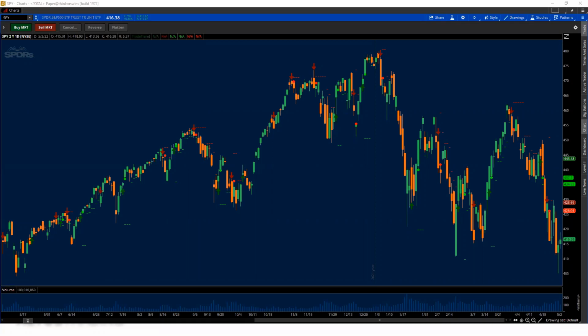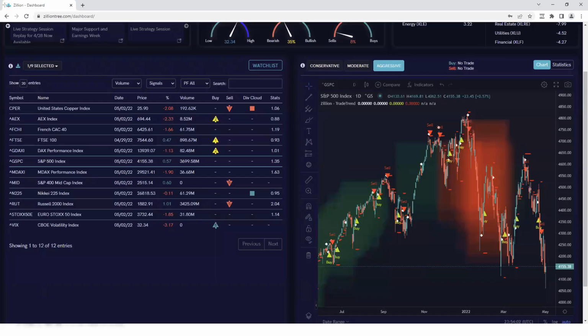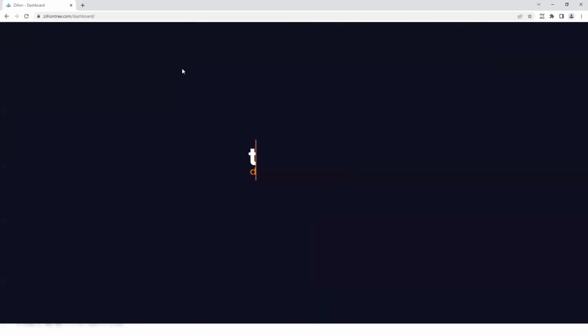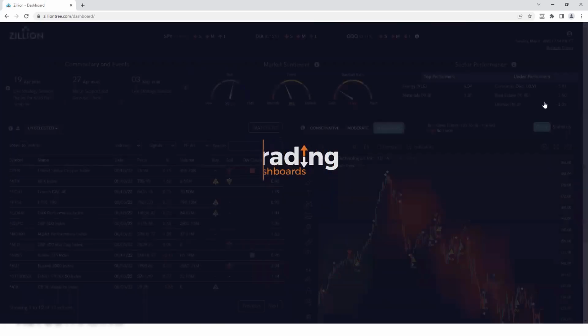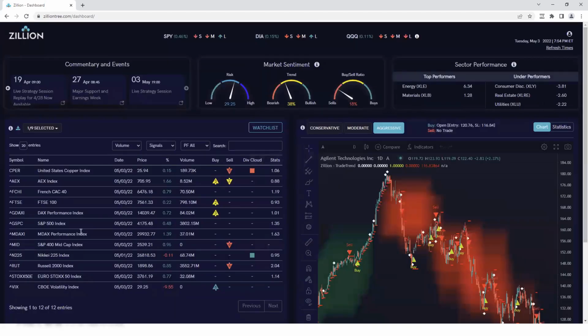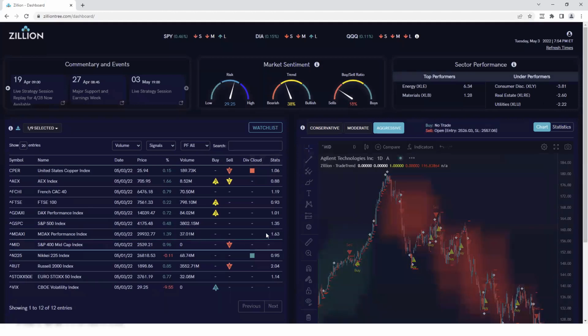Well, let's see. That first one came in earlier. Someone, I think it was Moshi, wanted to see gold. Okay. I'm going to flip over to the Zillion dashboard, refresh our data, and I forgot last week, I wanted to take a look at our sector performers. So we'll take a look at that, and then we'll take a look at gold.